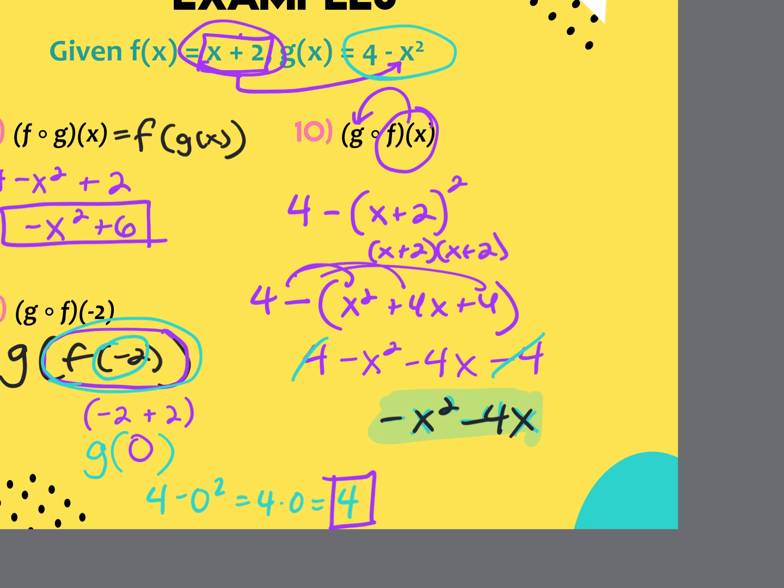So you're going to do whatever's inside the parentheses first, take that value and plug it into the one on the outside of the parentheses. So if the letters were reversed, if it was f of g of -2, I would do g of -2 first, get my value from that, and then plug that in to the f. So innermost parentheses first, just like a normal order of operations.